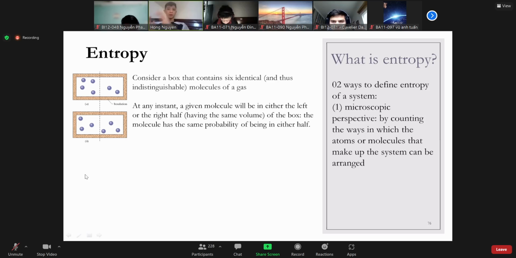So at any instant, we may have a certain number of molecules found in the right half or in the left half, and these 2 halves are exactly identical. So the probability of finding the molecules in either the right or the left is the same. Each molecule will have the same probability of being found in either half.